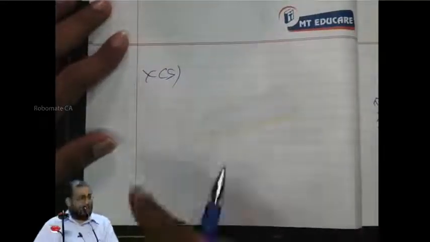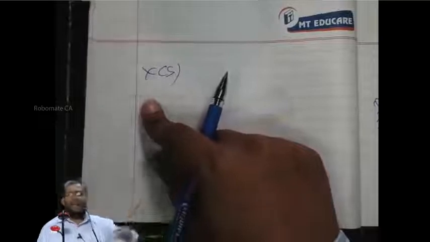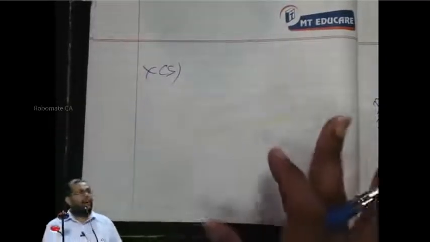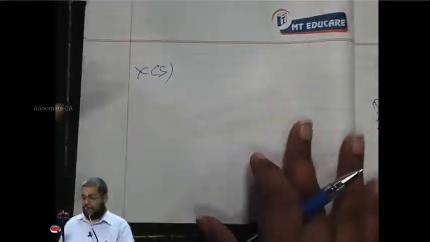The exchange will try to match it with some other buy. If this is done, then the contract will be crystallized. X has given what? A sell order. How many contracts? 50 contracts.